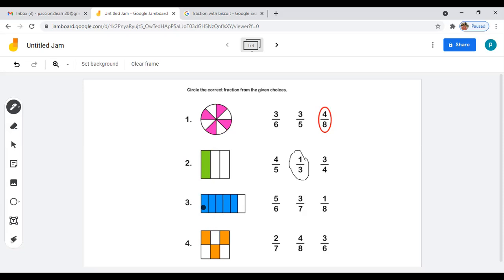Yes. 1, 2, 3, 4, 5, 6. One object has been divided into 6 equal parts. So where will this 6 come? It will come in the denominator. And how many shaded parts? 1, 2, 3, 4, 5. So can we take the answer? 5 by 6 is the answer.